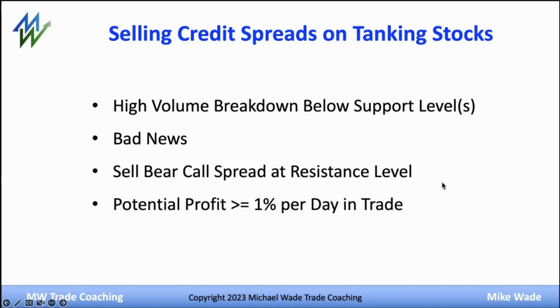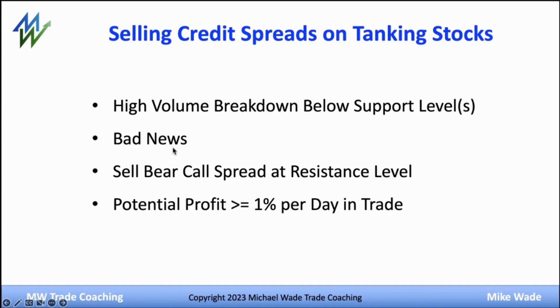So back in 2019, this is how I was doing credit spreads. And then the developers over at Tom's Trading Room built a scan based on these rules. And you're already using it. You probably didn't know that all this was in here. So I'm looking for high volume breakdown below support levels. I'm looking for bad news.